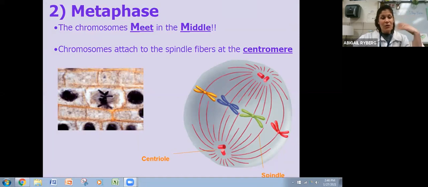Normally we'd be doing labs with microscopes and you'd make your own little slide with plant cells, and you guys could truly identify metaphase. You can see that these black wormy looking things are the chromosomes and that they're truly just lined up in the middle.